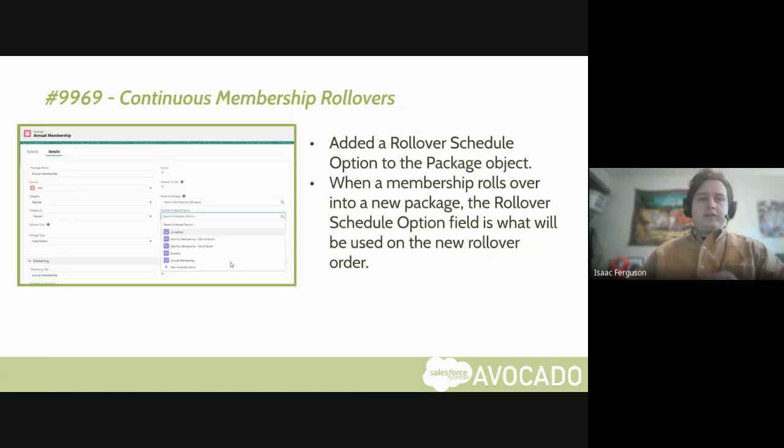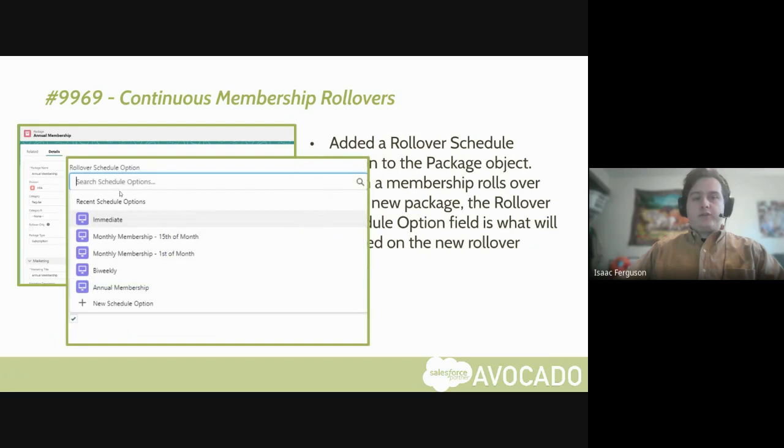So next feature on our list, continuous membership rollovers. We've added a rollover schedule option to the package object. So when a membership rolls over into a new package, the rollover schedule option field is what will be used for the new rollover order. And again, here we are in Salesforce looking at our annual membership just as one example. And here are our different rollover schedule options.